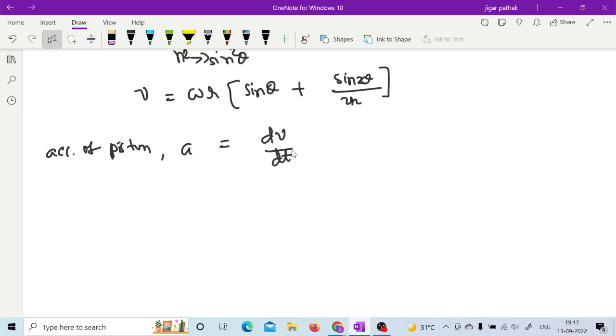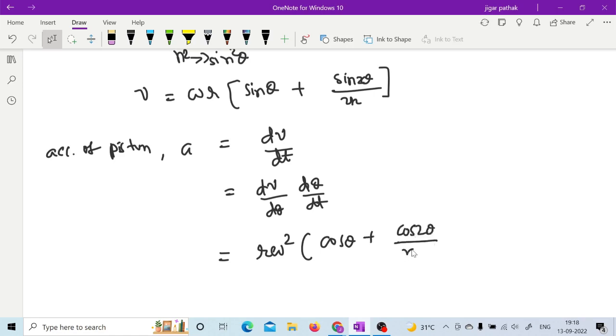Again you can write it with the chain rule, like dv by d theta and d theta by dt, right? So again, when you differentiate velocity with respect to theta, d theta by dt will be omega again. When you do the simplification, you will come up with r omega square (cos theta plus cos 2 theta by n), right? So this is how you get your acceleration.